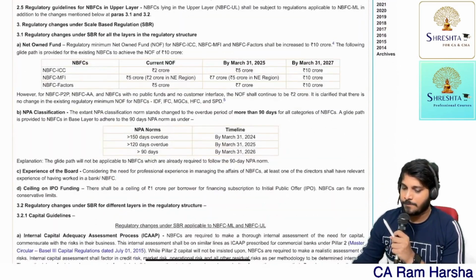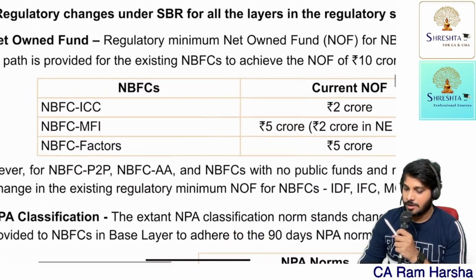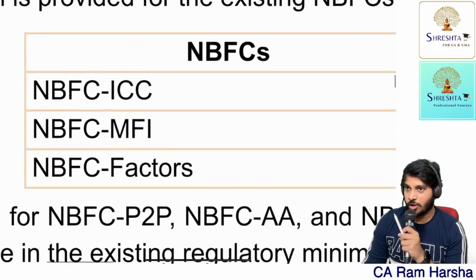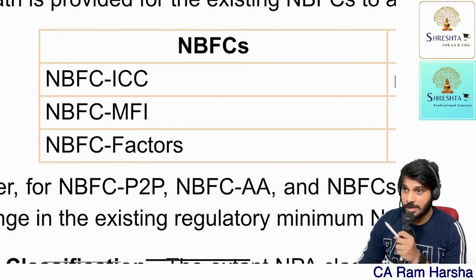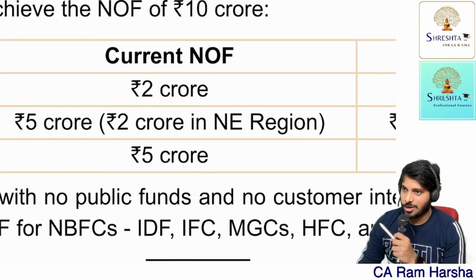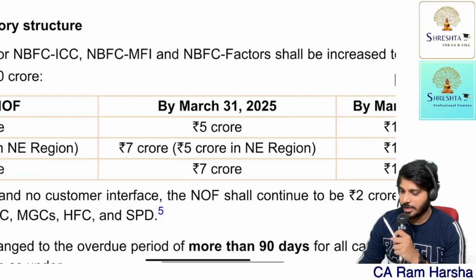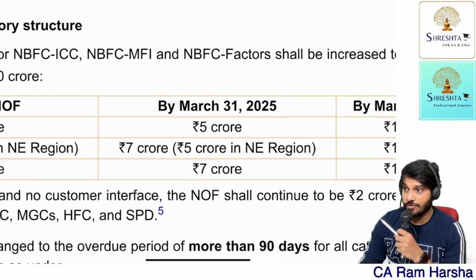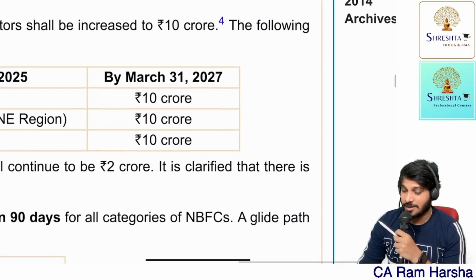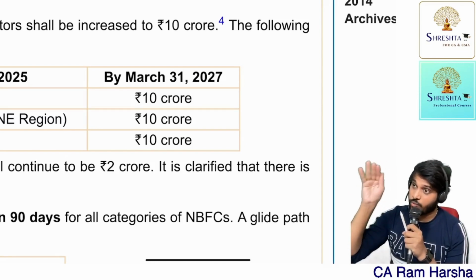You see here, NBFCs, this is called NBFC ICC means what? Investment Credit Company. MFI means Microfinance Institution. Factors. They have current NOF what criteria? 2 crore, 5 crore and 5 crore. Whereas in Northeast region 2 crore only. Okay. Then by March 31st, 2025, they need to maintain this much net owned fund criteria. By March 27, they need to increase it to 10 crore net owned funds criteria. So RBI is gradually increasing their net owned fund requirement.